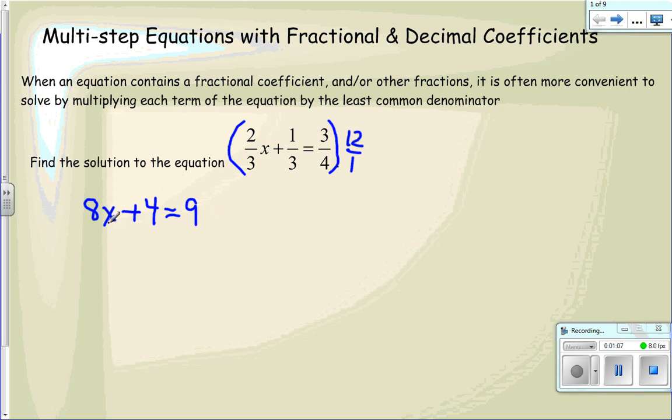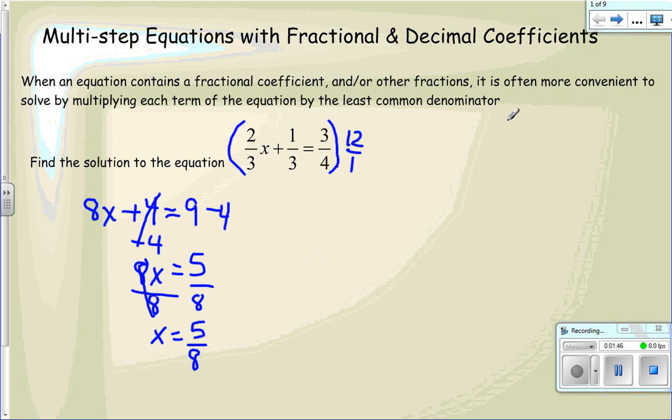So now you have a really easy two-step equation with whole numbers, and you're going to solve it the same way you have. So I'm going to start with my addition subtraction. So to get rid of a plus 4, I subtract 4 from both sides. So now I have 8x equals 5. And to get rid of the times 8, I'm going to divide both sides by 8. And I get x equals 5/8. Now, since I already have a reduced fraction, I'm going to leave my answer as a reduced fraction. I'm not going to change it into a decimal.